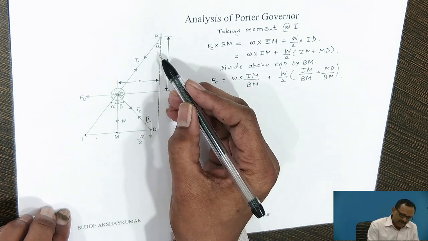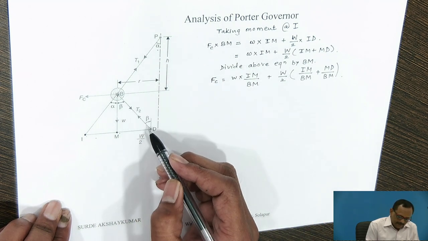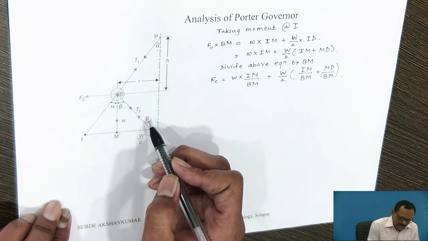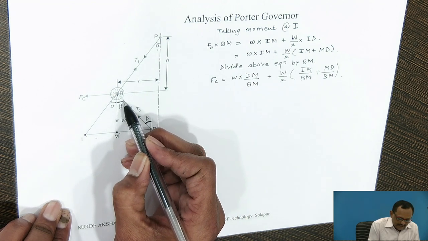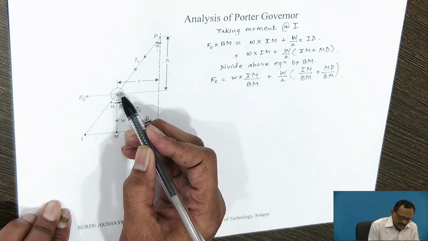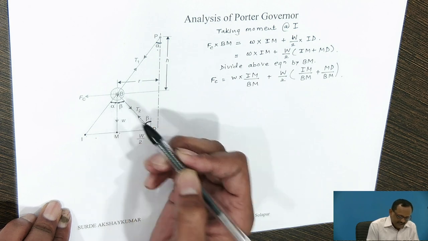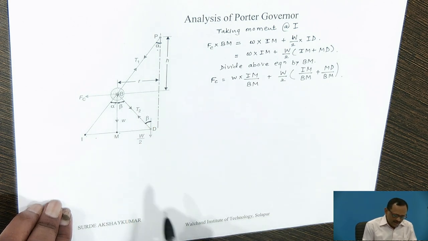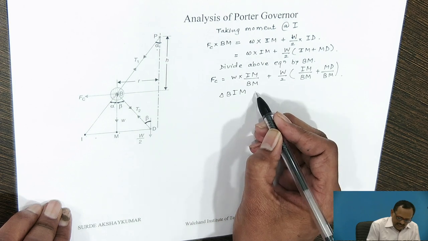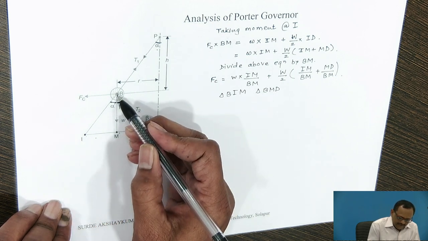As alpha is the angle of inclination made by the arm with the vertical and beta is the angle of inclination made by the link with the vertical, this angle is beta, therefore the opposite angle is also beta. The angle made by the arm with the vertical is alpha, therefore when you extend the arm PB, the angle made by this extension PB with the vertical is also alpha. Hence from triangle BIM and triangle BMD, tan alpha is equal to IM divided by BM.